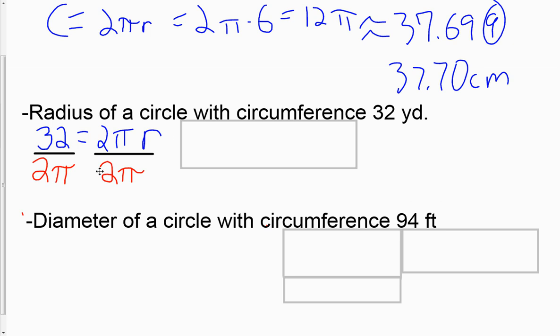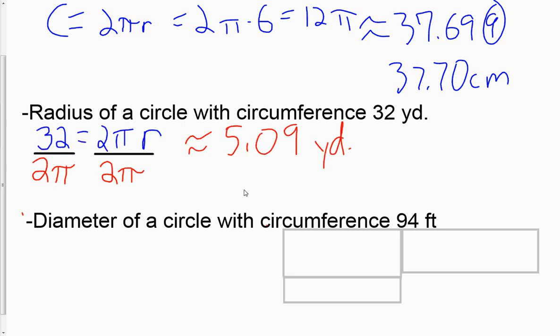So 32 divided by 6 should be around 5. So that's why 50 did not make sense as soon as I clicked it in. 50? 32 should be getting smaller. 5.09. And don't forget your labels. Again, this chapter and next chapter, it's extremely important to remember your labels.